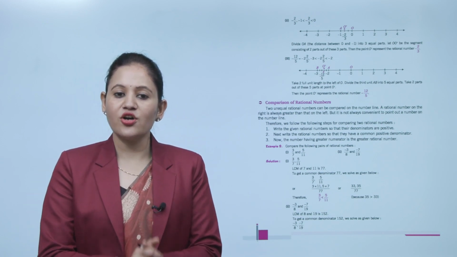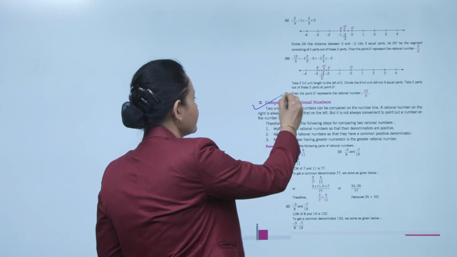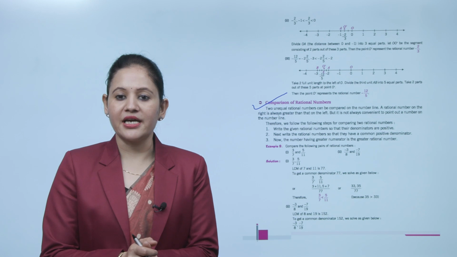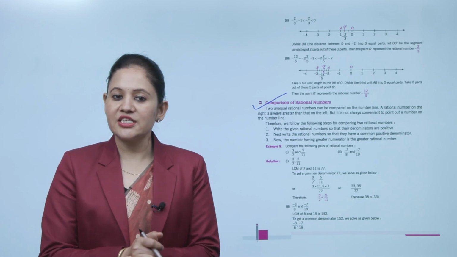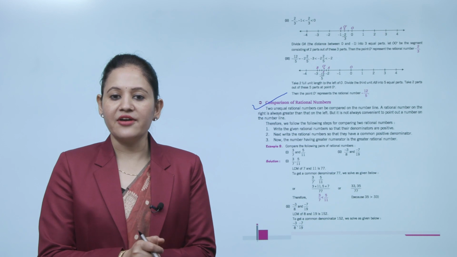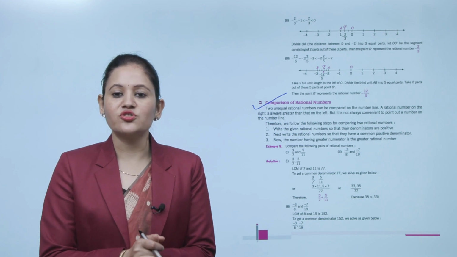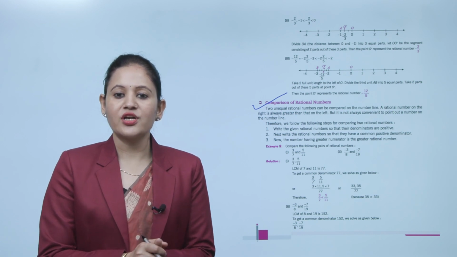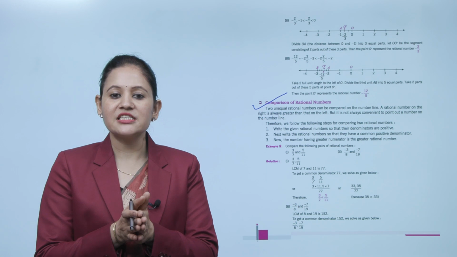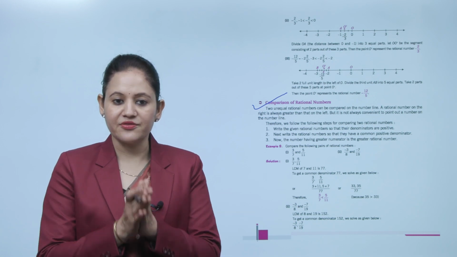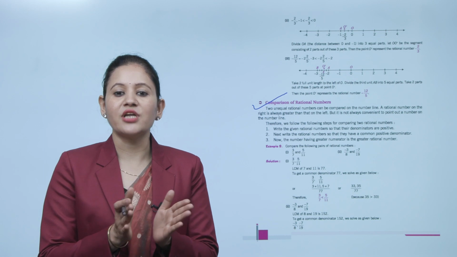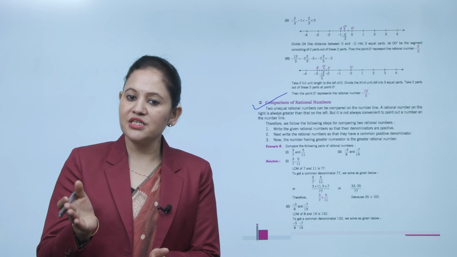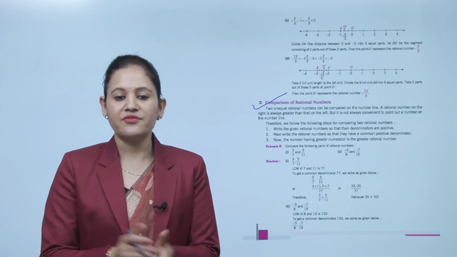Next is comparison of rational numbers. Two unequal rational numbers can be compared on the number line. A rational number on the right is always greater than that on the left, but it is not always convenient to point out the numbers on the number line. Therefore, we follow these steps for comparing rational numbers. Write the given rational numbers so that their denominators are positive. Next, write the rational numbers so that they have a common positive denominator. Now the number having the greater numerator is the greater rational number. We'll take an example.